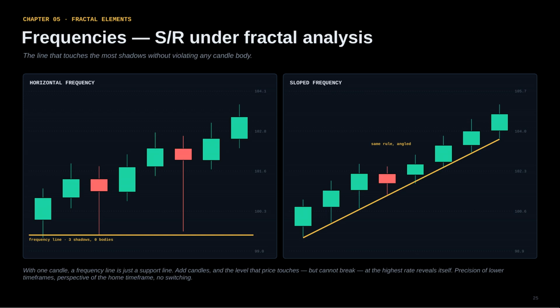With a series of candles, the frequency line reveals the exact level price is touching but failing to break at the highest possible rate. They can be horizontal or sloped. The principle is identical. This is how we get the precision of lower timeframes with the perspective of the home timeframe without ever switching charts.